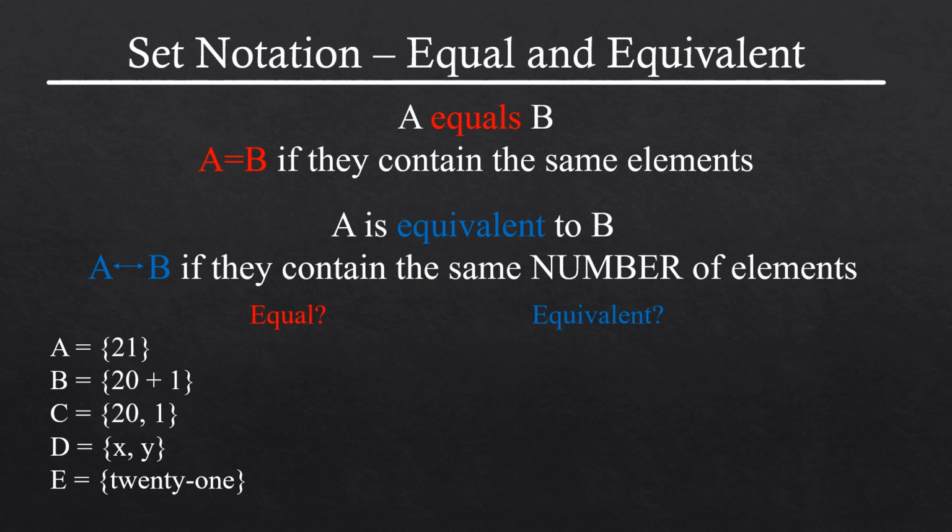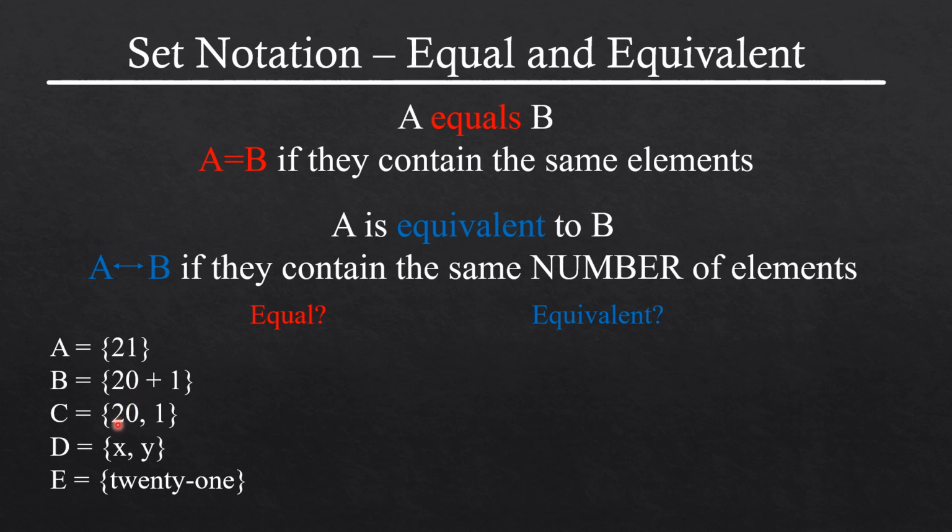So let's first talk about which sets are equal and which sets are equivalent. First, let's talk about which ones are equal. If they contain the same elements, all right, so A has the element 21 in it. Okay, that's the number 21. B, if you perform this operation, has the number 21 in it. So A and B both have the number 21 in it.